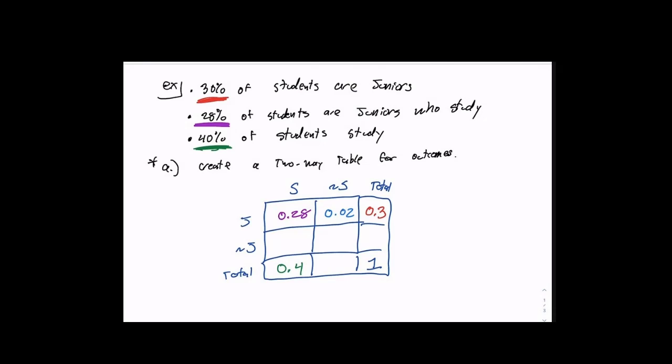0.4 minus 0.28 gives me 0.12 because they have to add up to 0.4. 1 minus 0.4 is 0.6. 1 minus 0.3 is 0.7. And it doesn't matter how you do the math, left or right, up or down. The last one gives me 0.58.